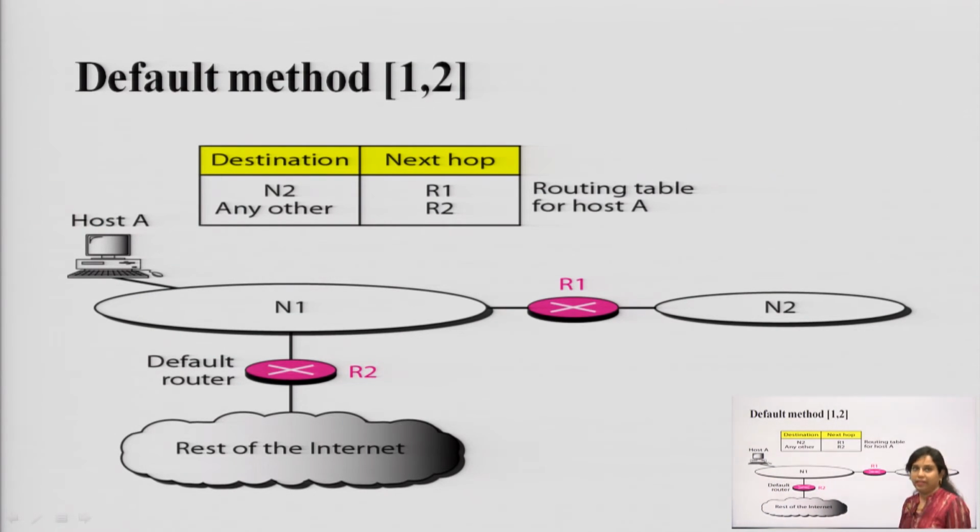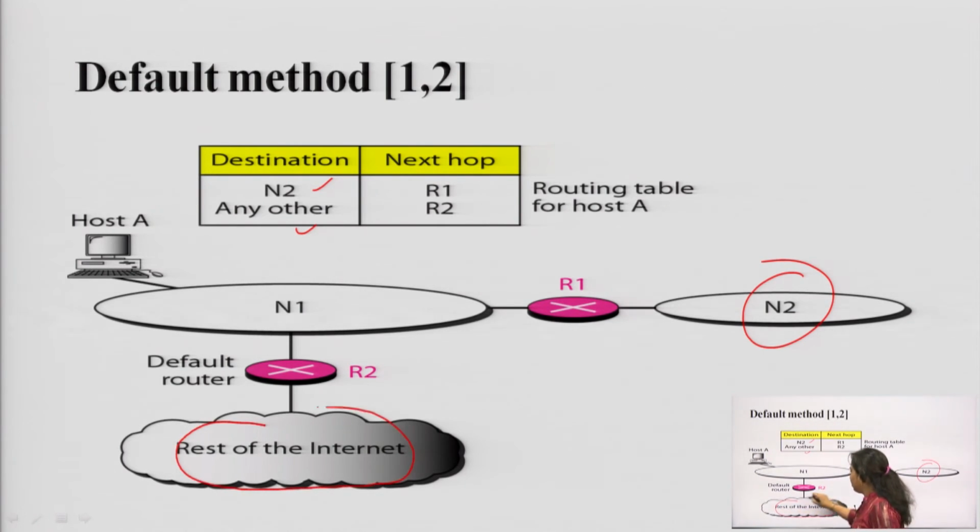Now, next one is the default method. In case of the default method, what are the entries that are made? If I am not selecting any host specific, network specific or any kind of specific entry to be made in the routing table, then there is a default method also. So, the destination is N2 or any other destination, like you can see over here, this is the network or the destination, maybe here also, that is the rest of the internet, and this particular routing table is maintained here.